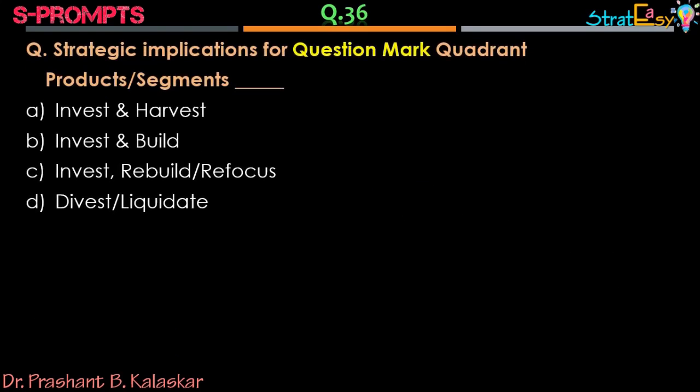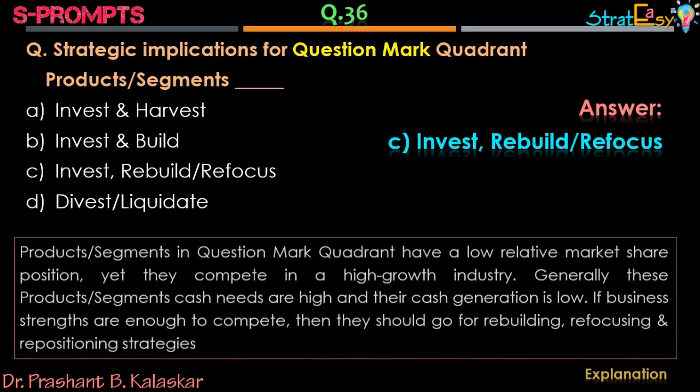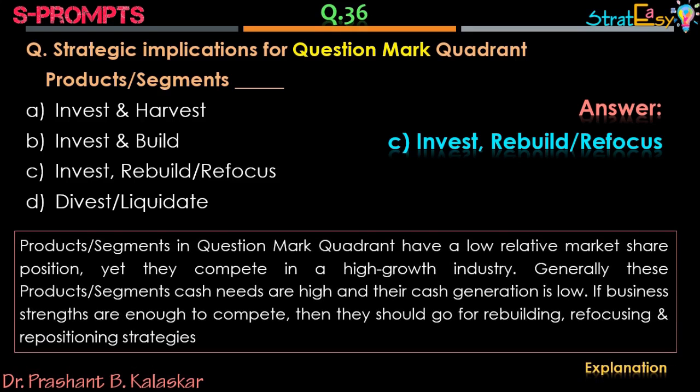Question number 36. Strategic implications for question mark quadrant products or segments. And the right answer is option C, invest, rebuild or refocus. Products or segments which fall in the question mark quadrant have a low relative market share position, yet they are competing in a high growth industry. Generally, their cash needs are high and their cash generation is low.